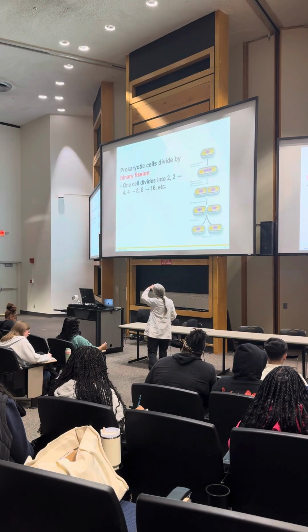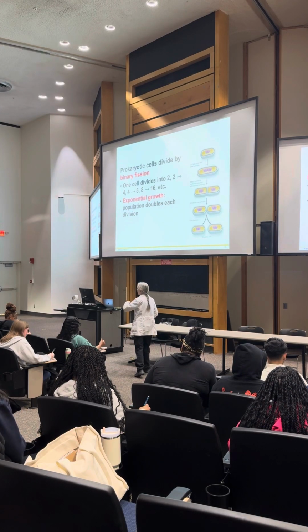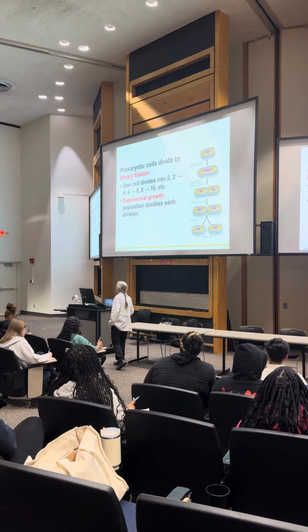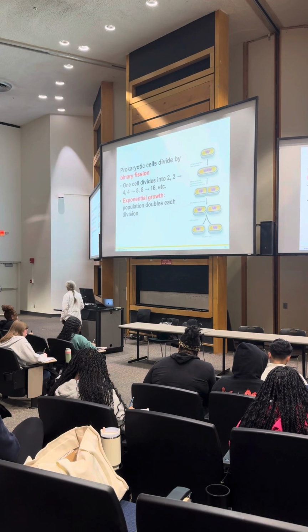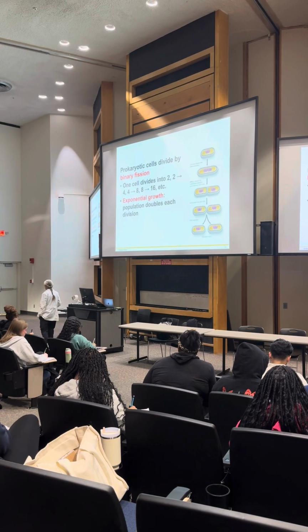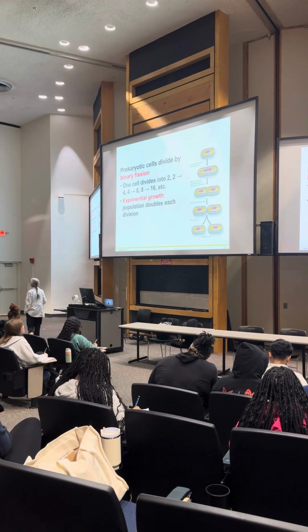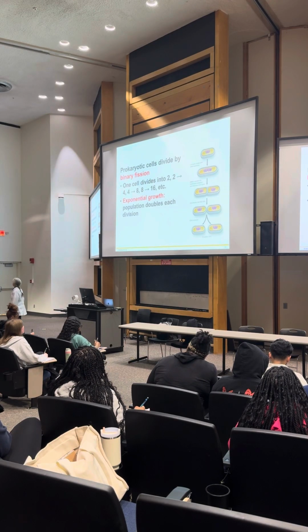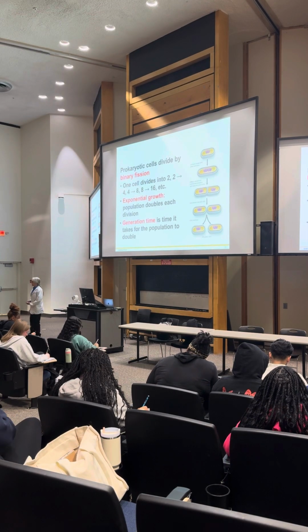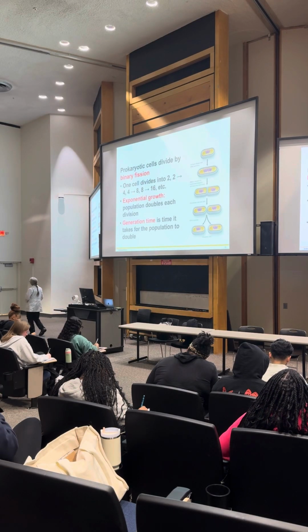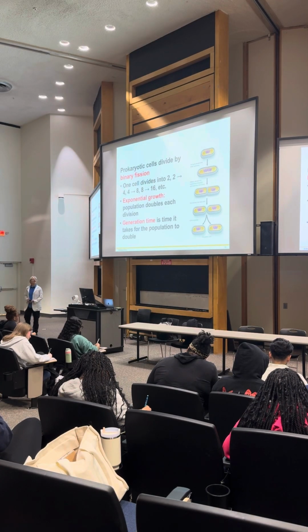When you have this kind of growth, it's called exponential growth. Exponential growth is when you have a bacteria population that doubles in a particular amount of time, and that time is called a generation time. So for instance, Streptococcus has a generation time of about 20 minutes.